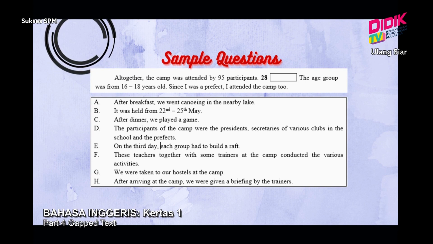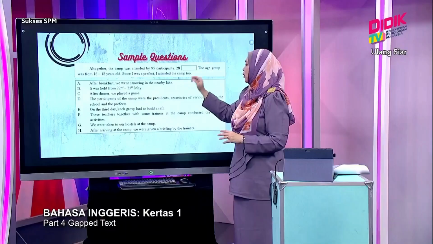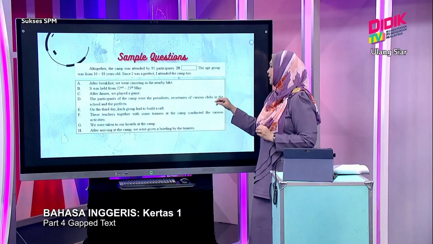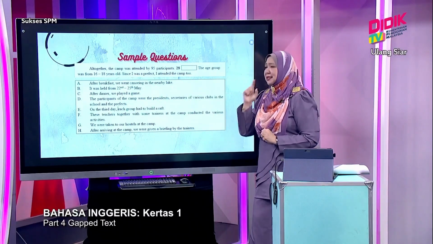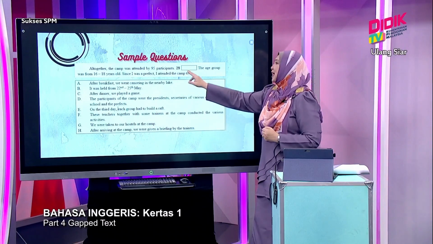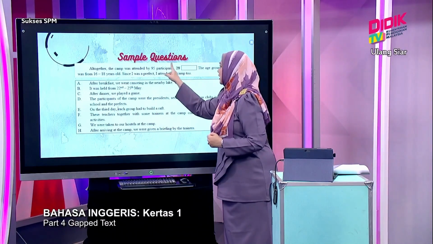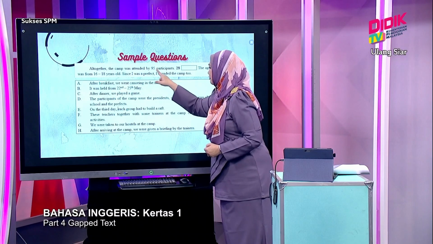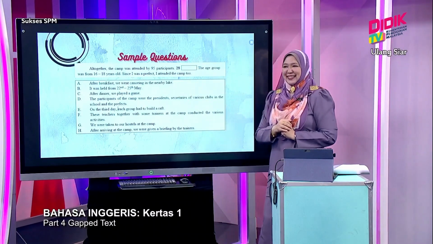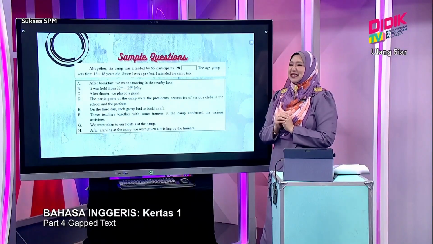Let's read it together. "Altogether the camp was attended by 95 participants. The participants of the camp were the presidents, secretaries of various clubs in the schools and the prefects. The age group was from 16 to 18 years old. Since I was a prefect, I attended the camp too." So here, the clue is participant, and we have prefect. So you have to look at the clue. If you identify the clue, you can answer correctly.